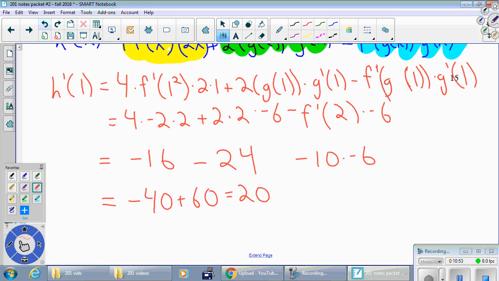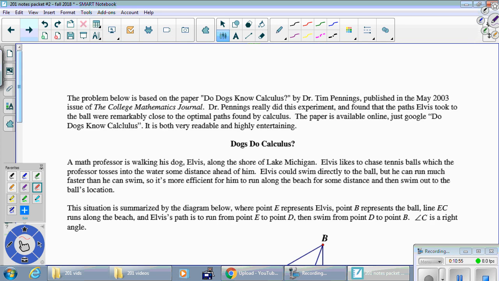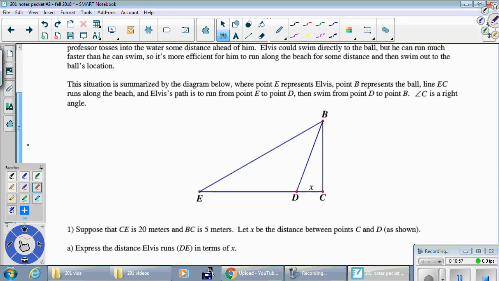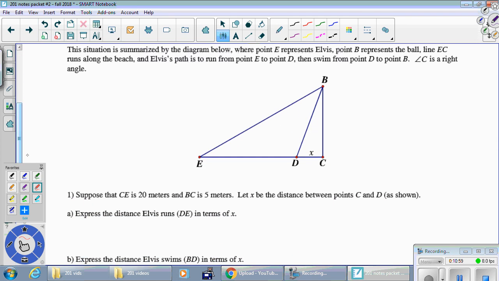Okay, so that's it for this page. On the next page, lots of reading for you to do. I'm just going to run down to the start of the problem. It says, suppose that CE is, so you should pause it and read if you haven't had a chance yet. CE is 20, so we'll mark that one. 20 is this whole thing. And that BC is 5.